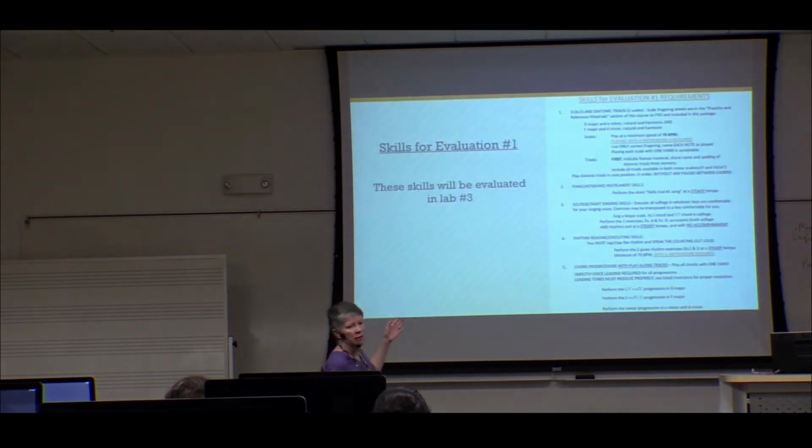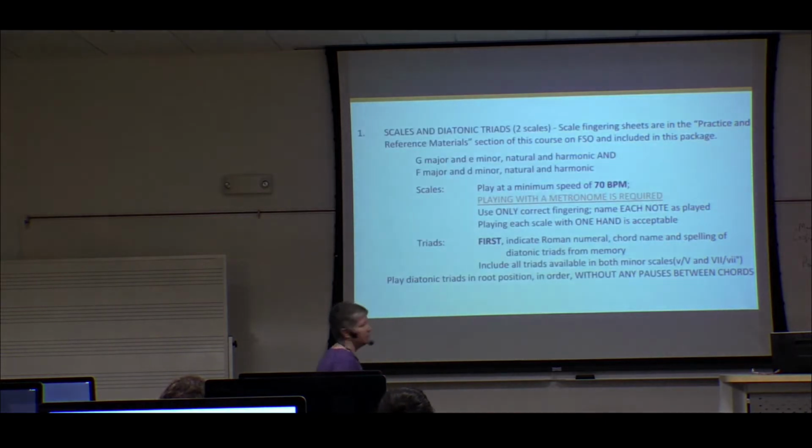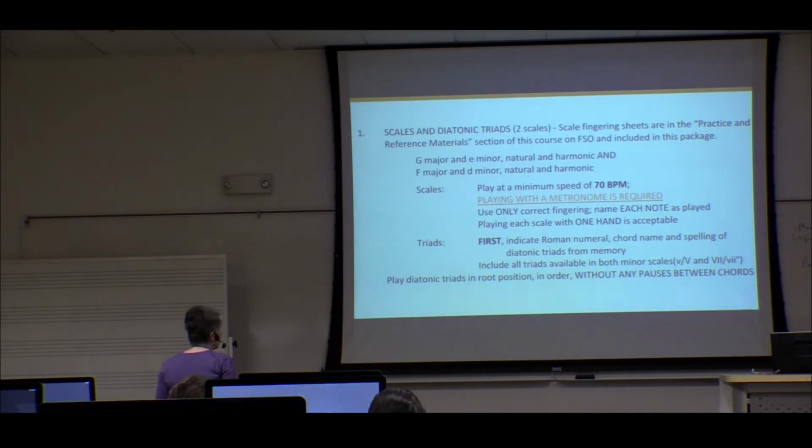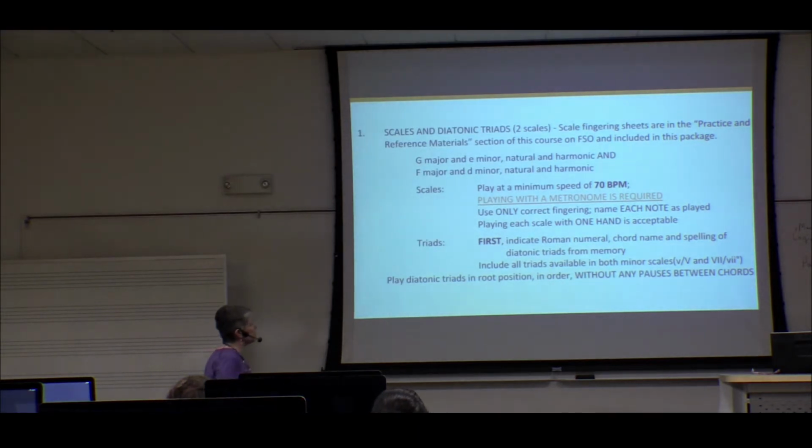So let's look at number 1. Completely unreadable, way too small. Here's numero uno. Scales we're going to look at you on are G major and E minor, both natural and harmonic minor, and F major and D minor, both natural and harmonic minor. Make sense? You guys shouldn't be going, what is that? You guys should be going, okay, I guess I got to get my fingering right. Yeah, you do. Cool. You have to play them at a minimum speed of 70 BPM.